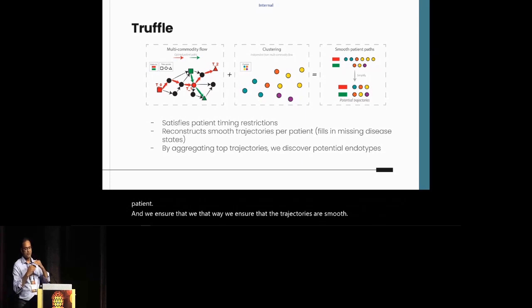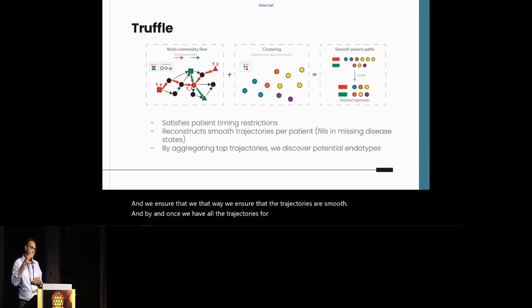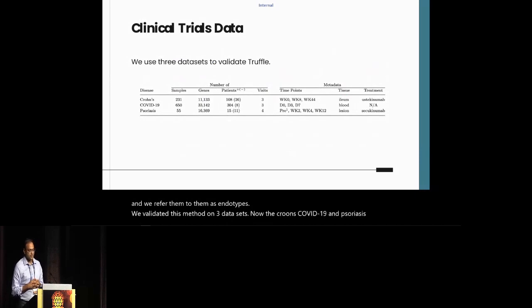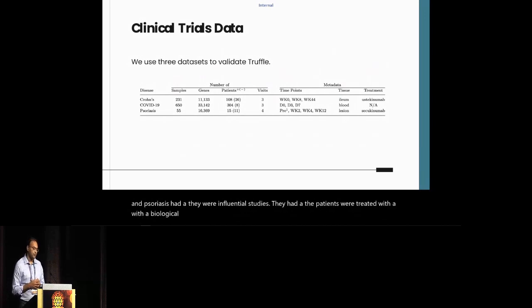And once we have all the trajectories for the patients, we basically stack them up and find out the most important trajectories, or the most common trajectories between patients, and we refer to them as endotypes. We validated this method on 3 data sets: the Crohn's, COVID-19, and psoriasis. Crohn's and psoriasis were interventional studies, where the patients were treated with a biological, whereas the COVID-19 was an observational study.